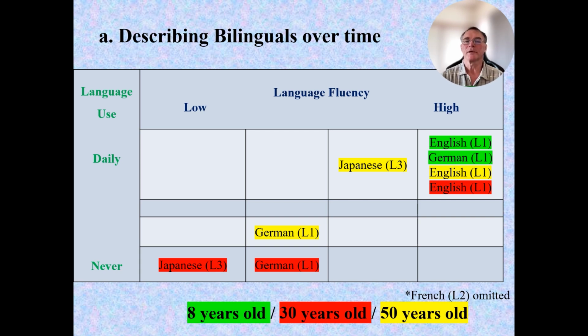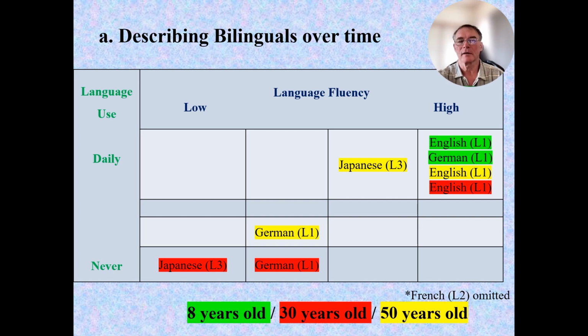And my German improved a little bit, my fluency improved, but I never used it that much. But I had traveled to Europe many times and used my German over the period when I was 20 years old or 30 years old to 50 years old, right? And of course, my English was maintained as a dominant language.